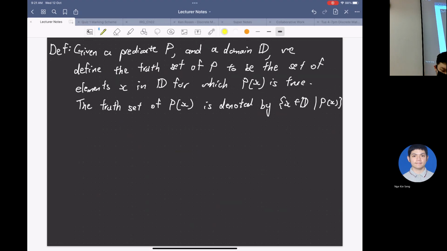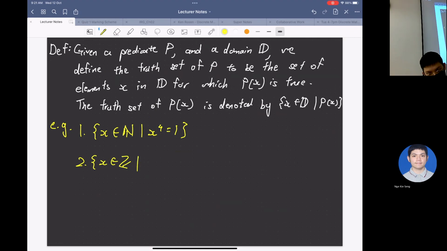Okay, for example, in this case, I want to stress the importance of writing the domain inside your set. You need to always specify the domain where you are picking the elements from. Because if you put a different domain, the set will be different. Yeah.